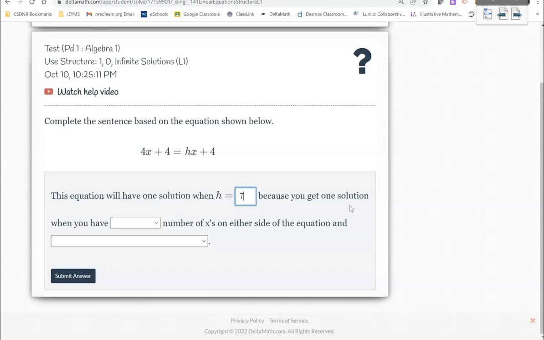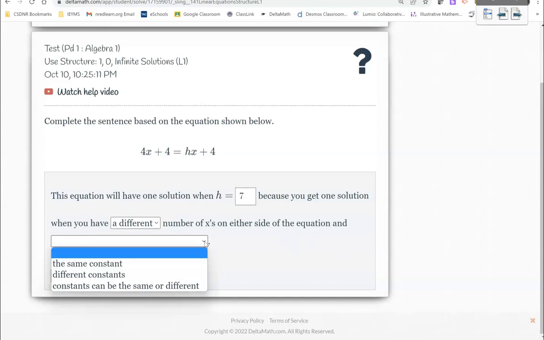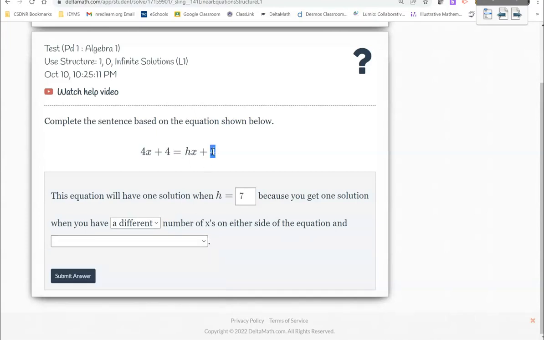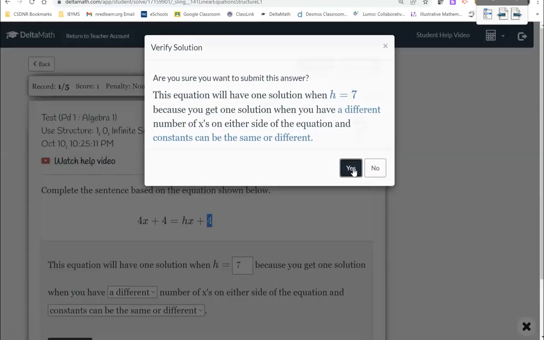And I know that I'll get only one solution because when you have a different number of x's on either side of the equation, then you're going to have one solution, and it doesn't matter. These constants don't matter. They can be the same, they can be different, doesn't matter. But as long as you have a different number of x's, you have one solution.